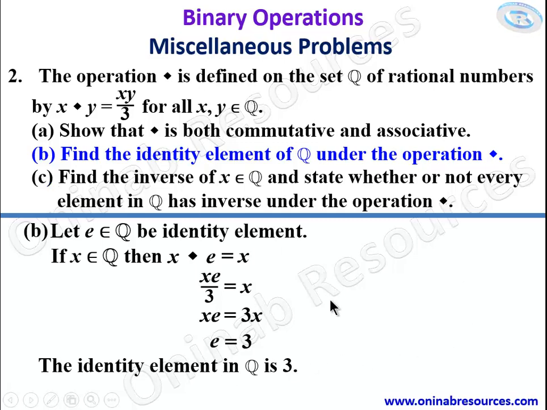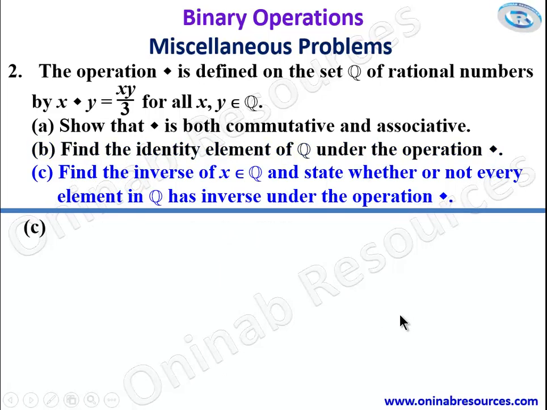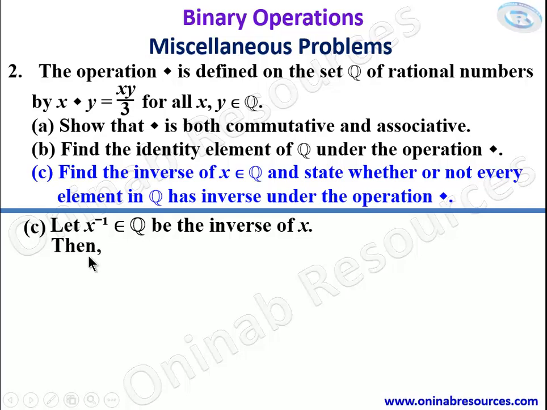Then we go for the inverse of x. So we go to C part of the problem. For C, find the inverse of x in Q and state whether or not every element in Q has inverse under the operation diamond. So we let x raised to power minus 1 in Q be the inverse of x. Then x operation x inverse is equal to e. And remember, we have calculated our e to be 3. So, and by the definition of this operation, we have it as x inverse over 3 is equal to 3.